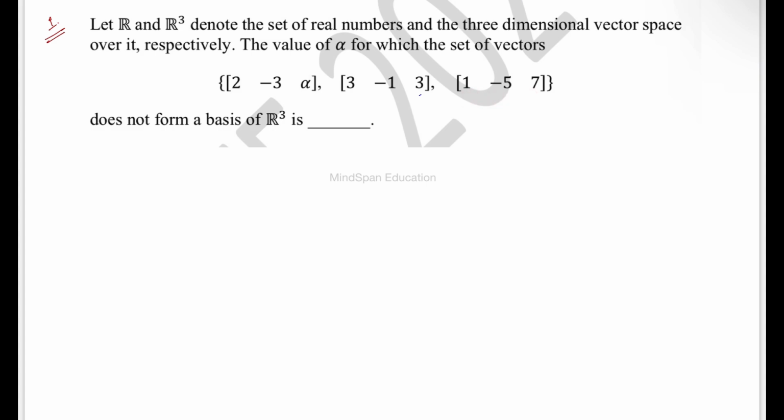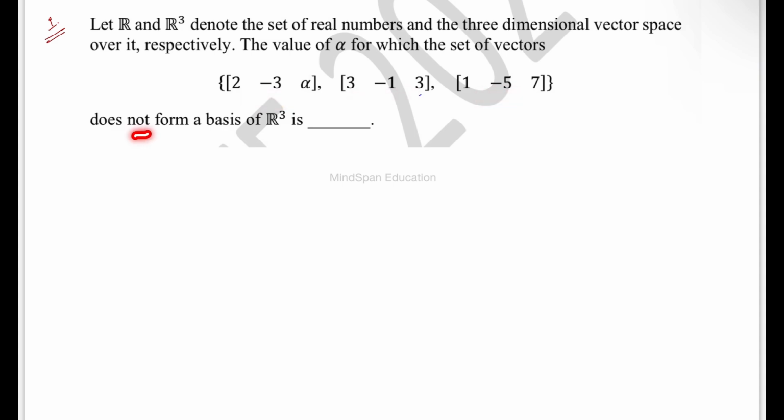So we have to find alpha in such a way that this set of vectors should not form a basis of R^3. First of all, you need to understand what a basis is. A basis is a set of vectors, and all those vectors will be independent, right? This given set has 3 vectors. If this set is a basis, then all these 3 vectors should be independent.